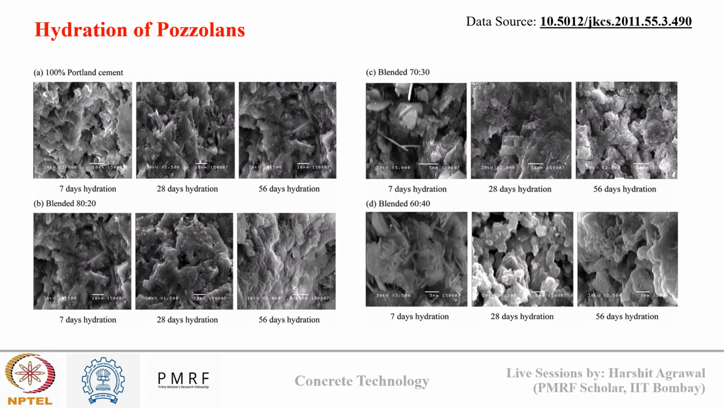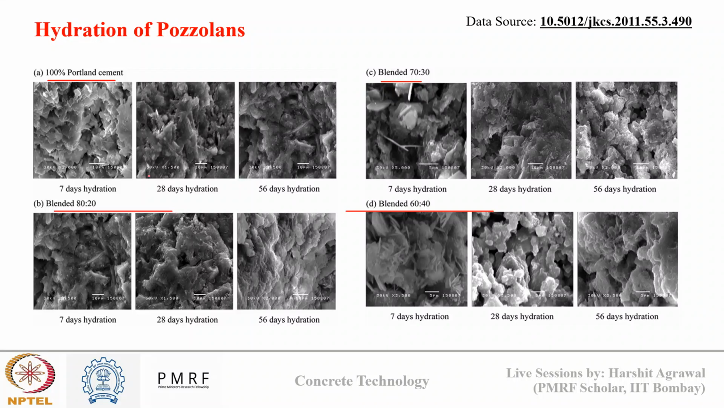Now we can see in the slide how hydration reaction proceeds in the presence of a mineral admixture. The microstructure of CSH in cement paste at 7, 28, and 56 days of hydration has been shown for 100% Portland cement and in different proportions of blended cement. In these images you can see the microstructure of CSH in different systems.